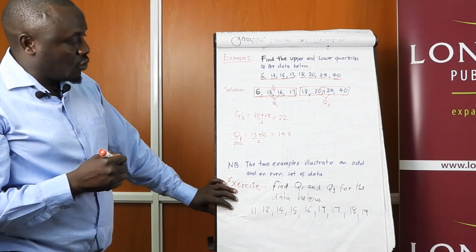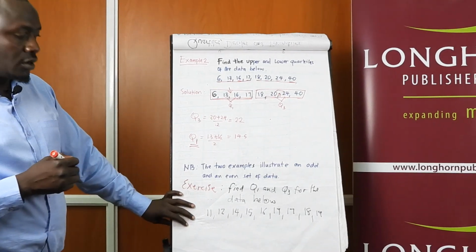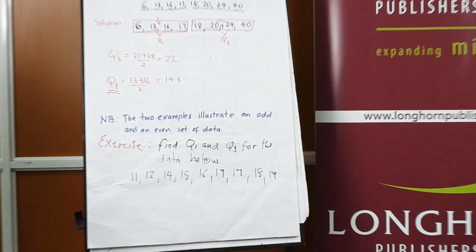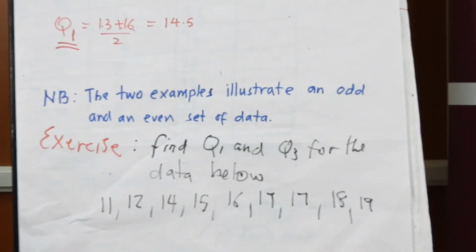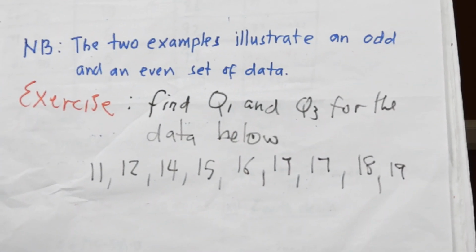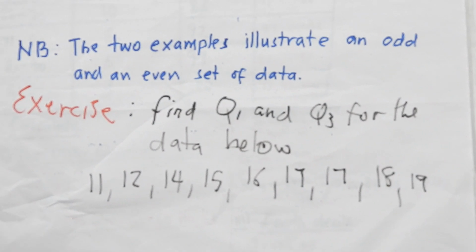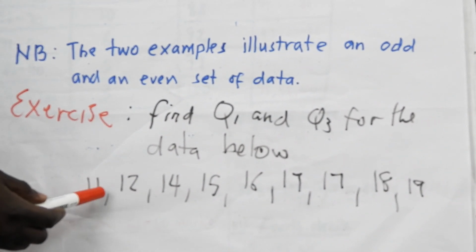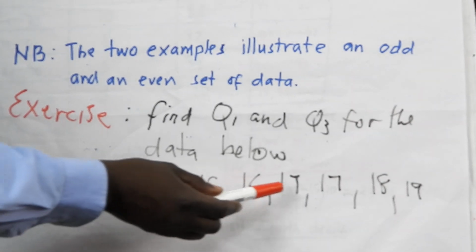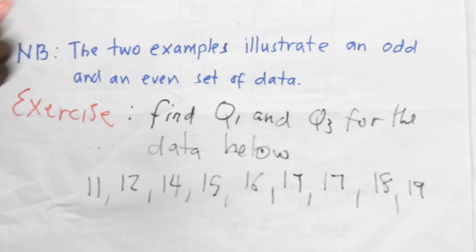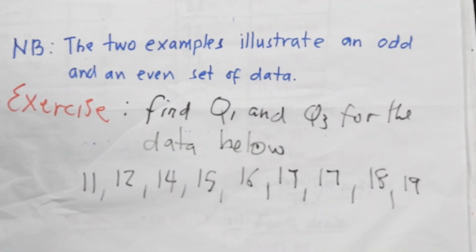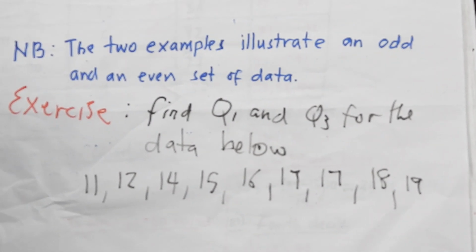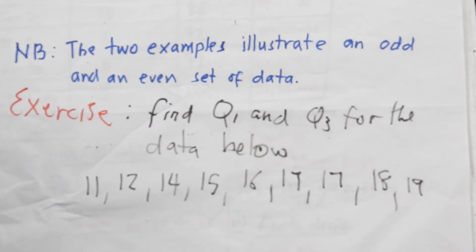Find for me the Q1 and Q3 of the data below: 11, 12, 14, 15, 16, 17, 17, 18, and 19. I think it's odd. 1, 2, 3, 5, 6, 7, 8, 9. So there are 9. So we're going to have a distinct median. So before the next class, kindly try to do that.